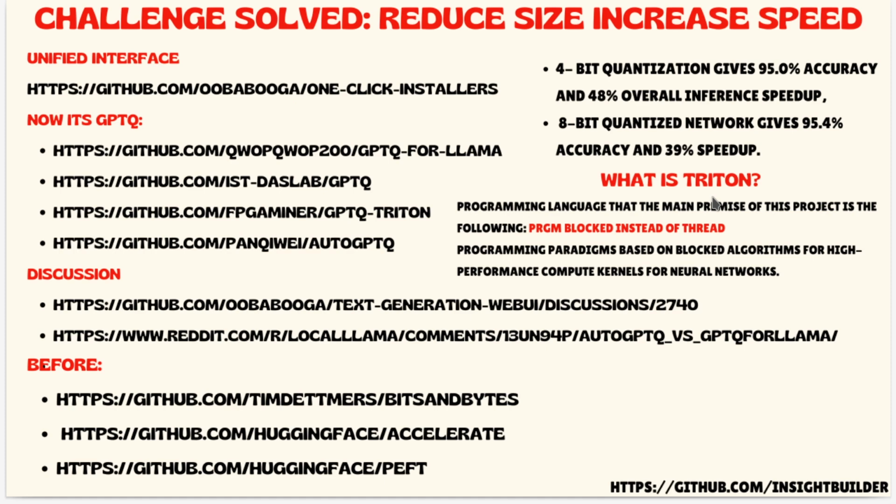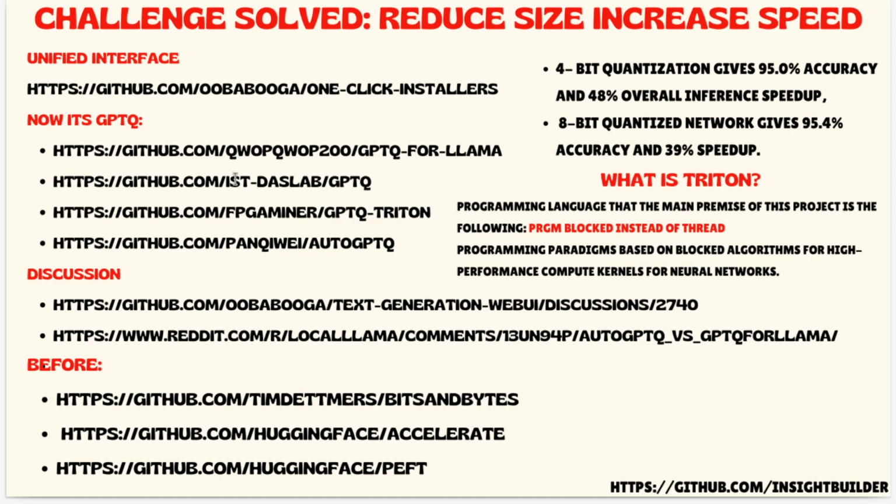And it is more useful when you are going to work especially with neural networks and deploy them on GPU. So Triton is specifically created for such an application, for neural network applications. And so you see there is an implementation by FP Gaminer called GPTQ Triton. So the GPTQ algorithm using the Triton language has been implemented.